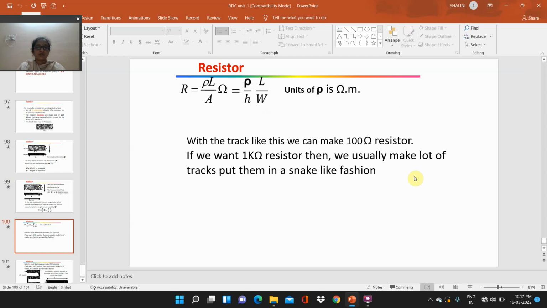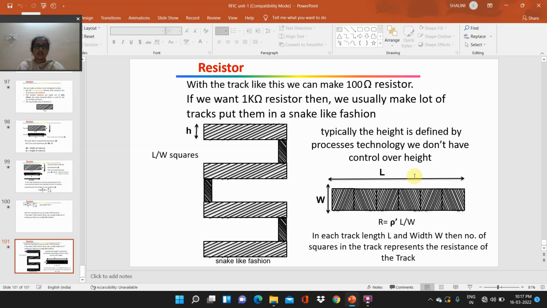With a track like this, we can make a 100 ohm resistor. If we want a 1 kilo ohm resistor, then we usually make a lot of tracks and put them in a snake-like fashion. The shape is given below.